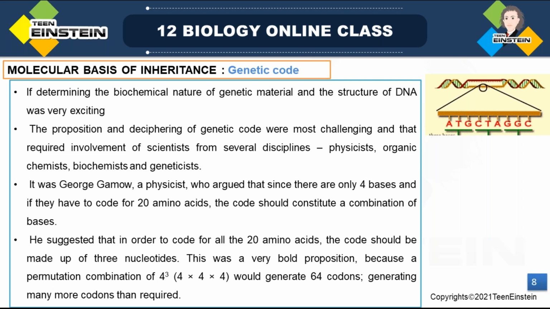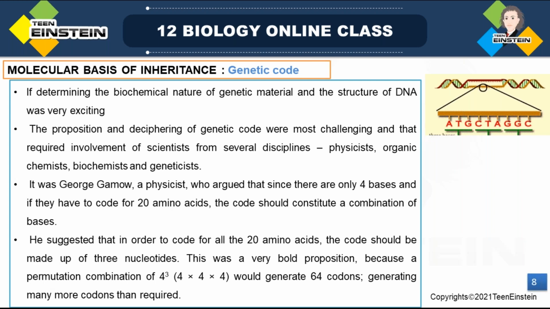Then deciphering. Deciphering means the decoding of that genetic code. It is not very easy and it's very challenging, right? It's very difficult. So that needs the help of scientists, geneticists, physicists, biochemists, organic chemists. With the help of all these scientists, we can decipher or decode the genetic information.